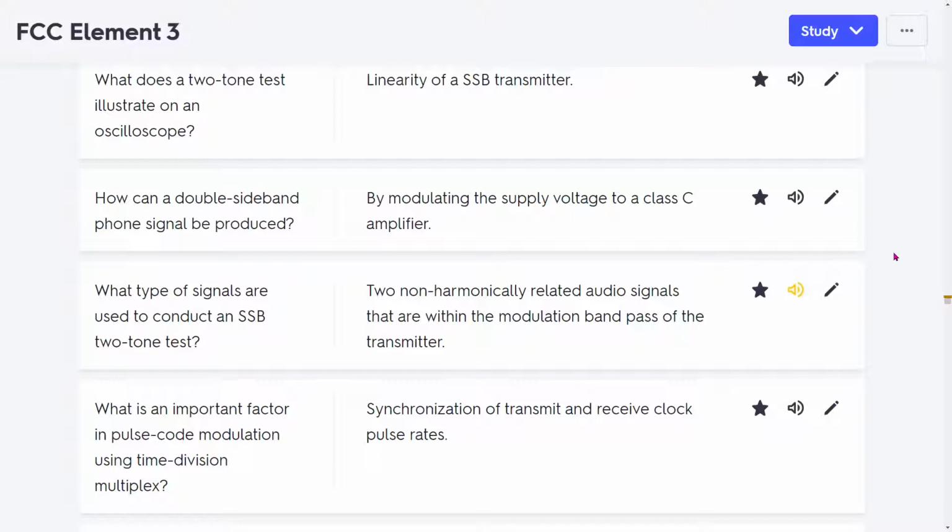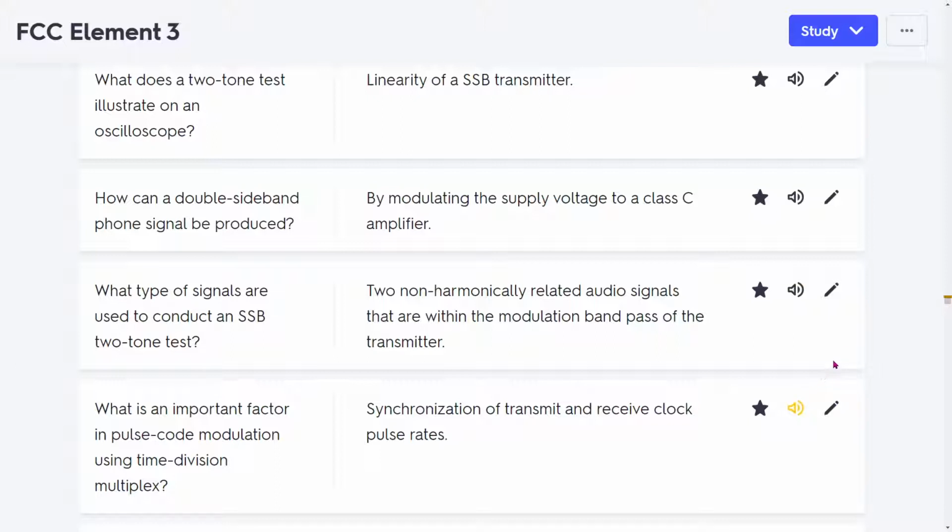What type of signals are used to conduct an SSB two-tone test? Two non-harmonically related audio signals that are within the modulation bandpass of the transmitter.